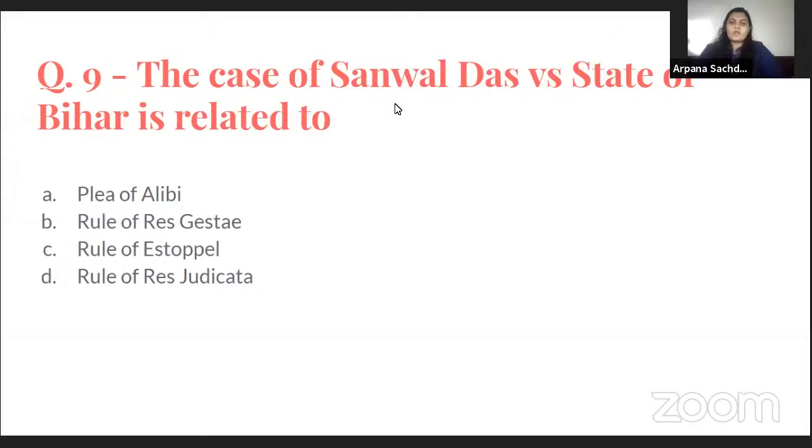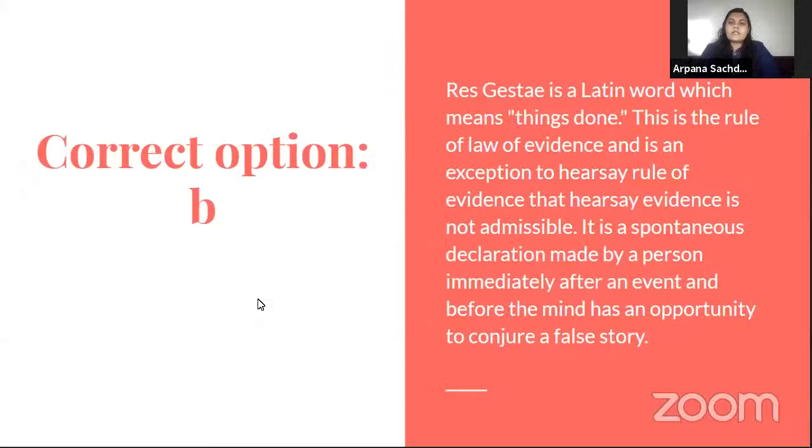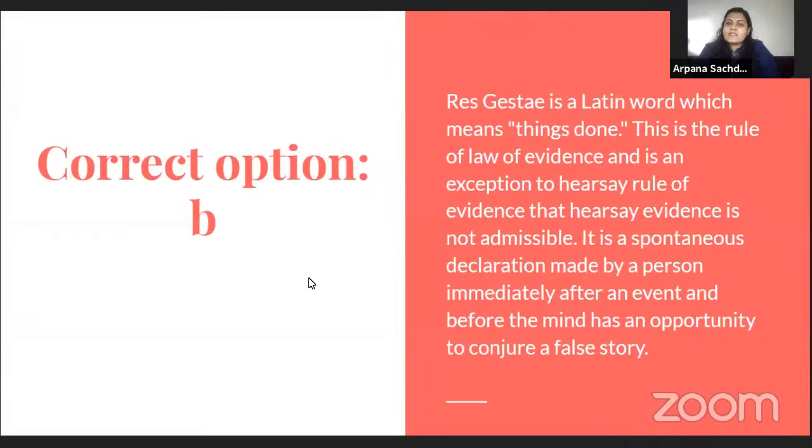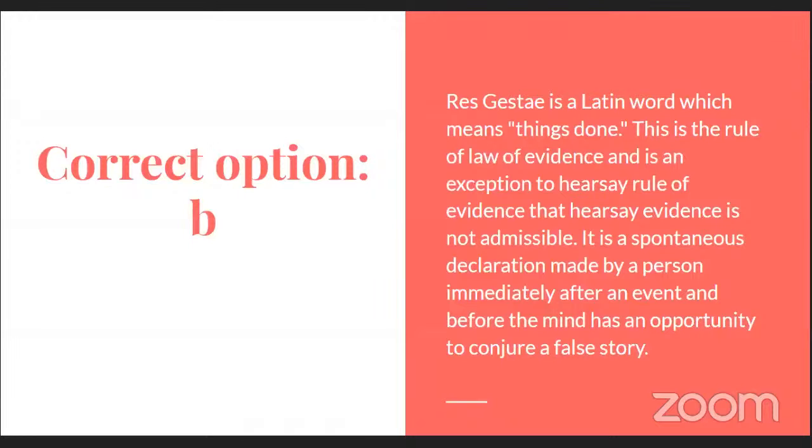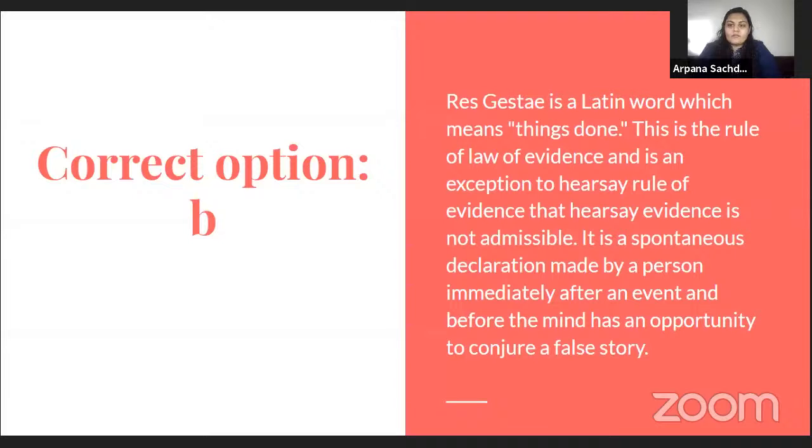Yes. So option number B is the correct option for question number 9. Res gestae is a Latin word which means things done. This is the rule for law of evidence, as an exception to the hearsay rule of evidence, that hearsay evidence is not admissible. It is a spontaneous declaration made by a person immediately after an event and before the mind has an opportunity to conjure a false story. So this is related to Section 6 of the Indian Evidence Act.